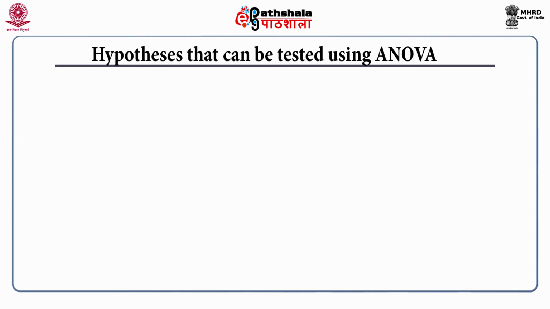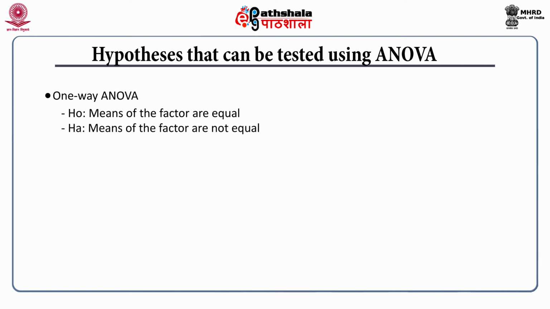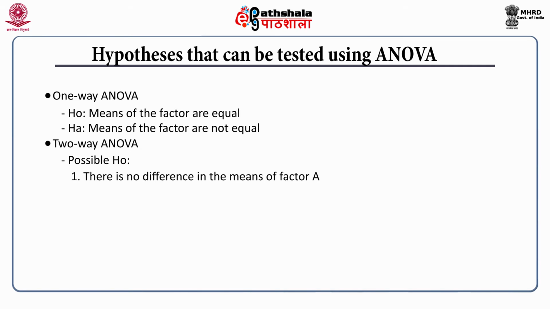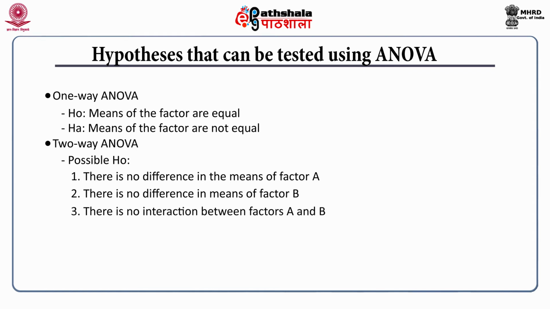Hypotheses that can be tested using ANOVA are, for example, in one-way ANOVA, there are only 2 hypotheses. The null hypothesis is that the means of the factor levels are equal, while the alternate hypothesis is that the means of that particular factor are not equal. For two-way ANOVA, there are 3 possible null hypotheses. First possibility is that there is no difference in the means of factor A. Second possibility is that there is no difference in the means of factor B, because there are 2 factors involved. So for each factor we have to test its corresponding null hypothesis. And the third possibility is that there is no interaction between the factors A and B, because there are 2 variables involved. Is there any interaction? That is also revealed by the ANOVA.